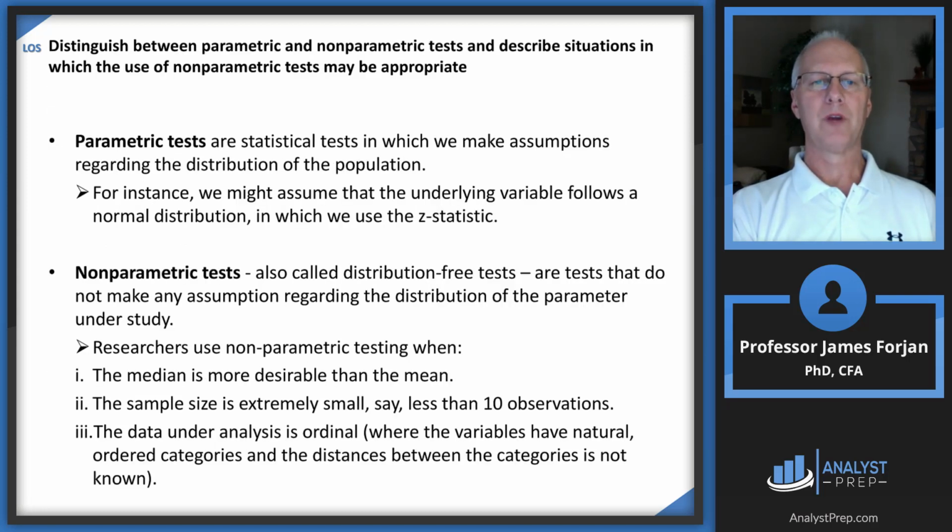How about parametric and non-parametric tests? Parametric tests are statistical tests, which we've been doing during this entire slide deck. So we make some assumptions about the distribution of the population. And so far, for means, those are normal distributions. For chi-square, those are chi-square distributions. And so we can use the z statistic or we can use the t statistic. But non-parametric tests are called distribution-free tests because we don't really know what the distribution is.